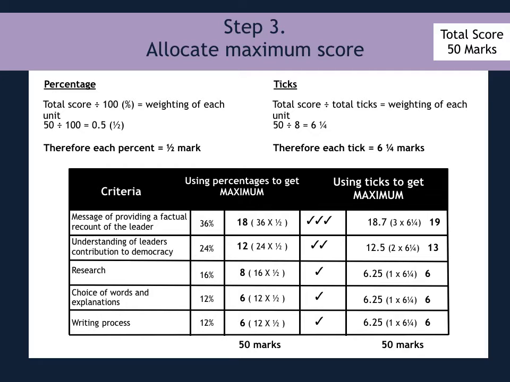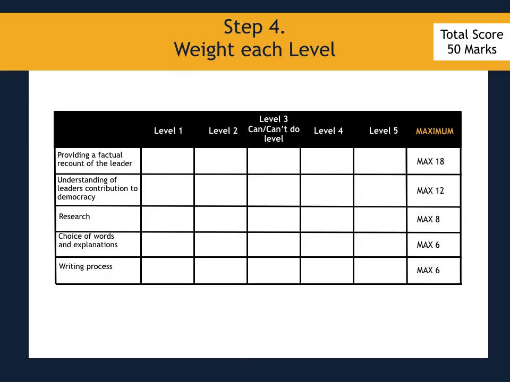So now we need to allocate the maximum score to each of the criterion. You'll see there the maximum, we look at each one, is on the end. So we've got level 1, 2, 3, 4, and 5, but the maximum they can get is 18, 12, 8, 6, and 6. So now we need to take that maximum and we need to start looking at each level.